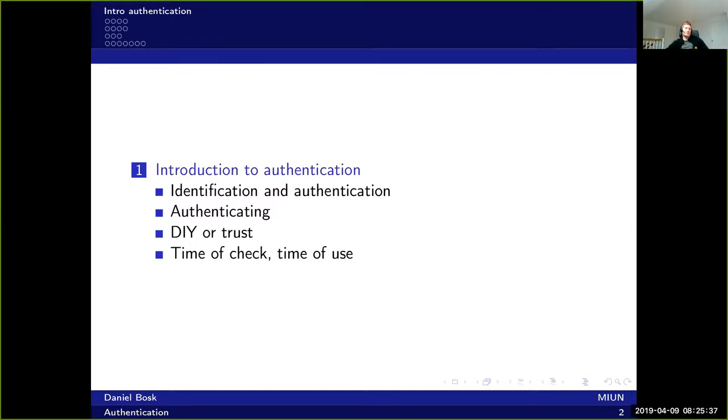And then we are going to talk a bit about doing authentication and then continue with two different cases: what we can authenticate ourselves and when we need to rely on trust. In many cases, we actually have to rely on trust, but we can control what we trust. And finally, we are going to end with the topic of time of check versus time of use, which is of essence when doing authentication. Because if we don't do the authentication in the right places, then there are the possibilities of attacks.